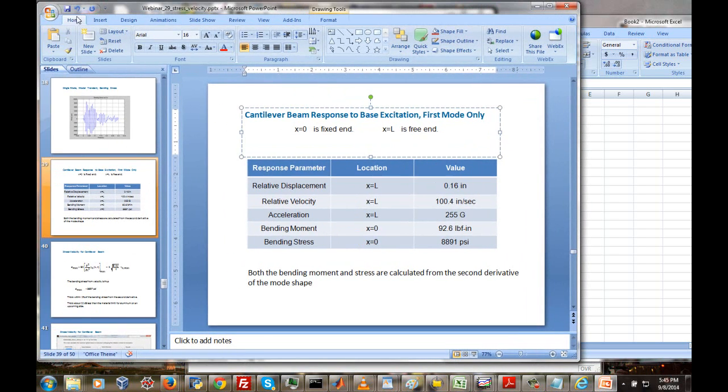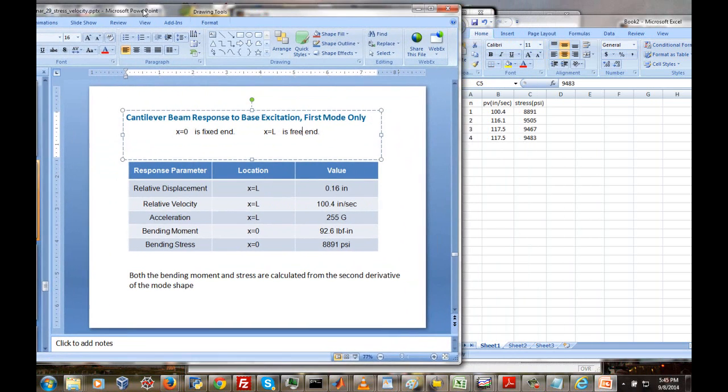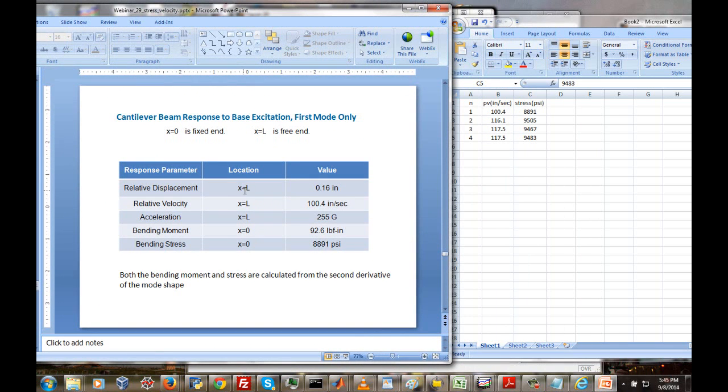So I need to make a mental note to myself to upload these slides to the blog. So at x is equal to L, which is the free end, this is for 1 mode only, we get 0.16 inches. The relative velocity was 100.4 inches per second. The acceleration was 255 g. The bending moment at the fixed end was 92.6 pound-force inches, and the bending stress at the fixed end was 8,891 psi.